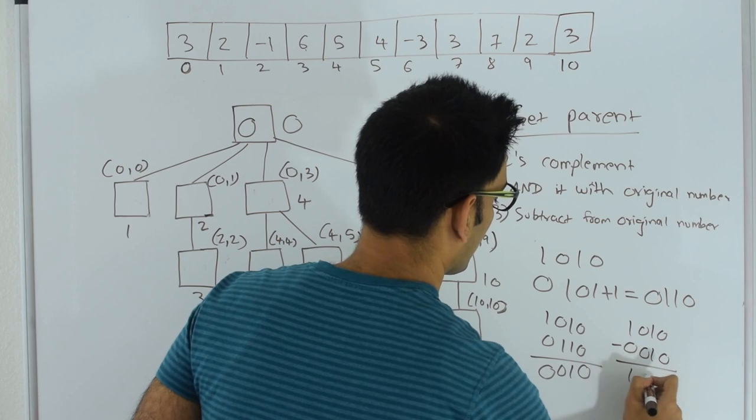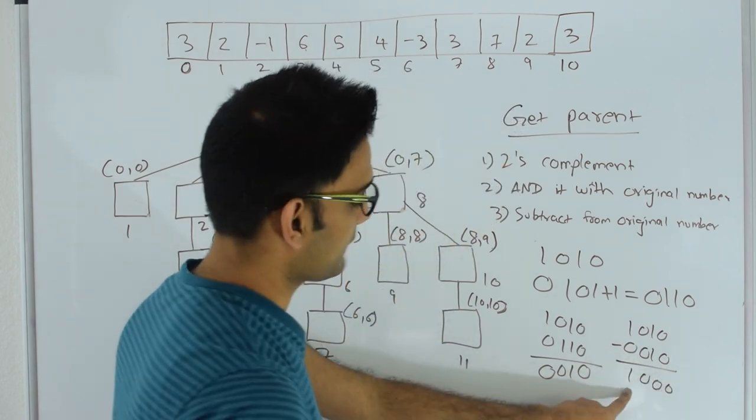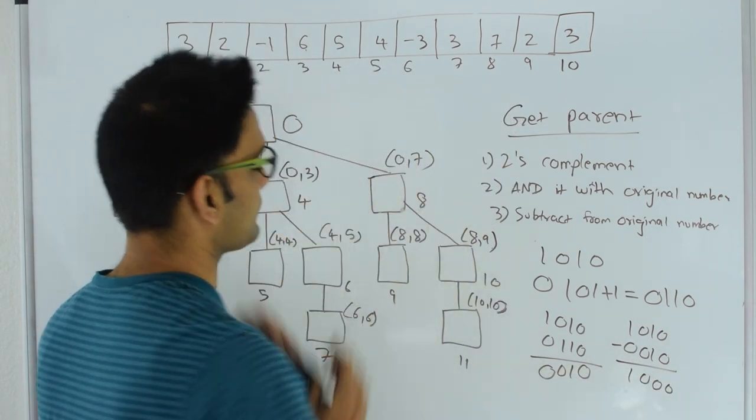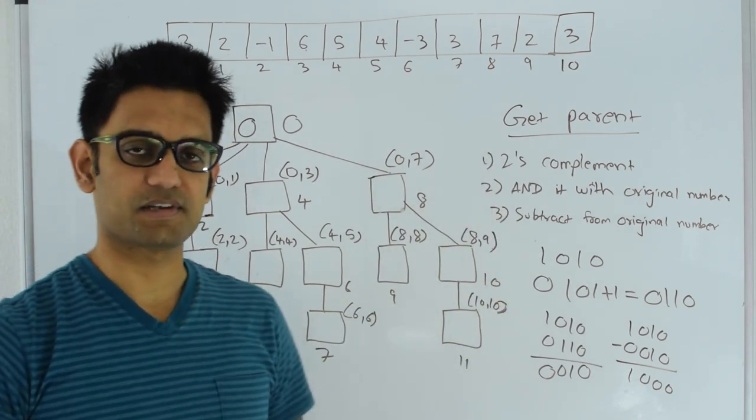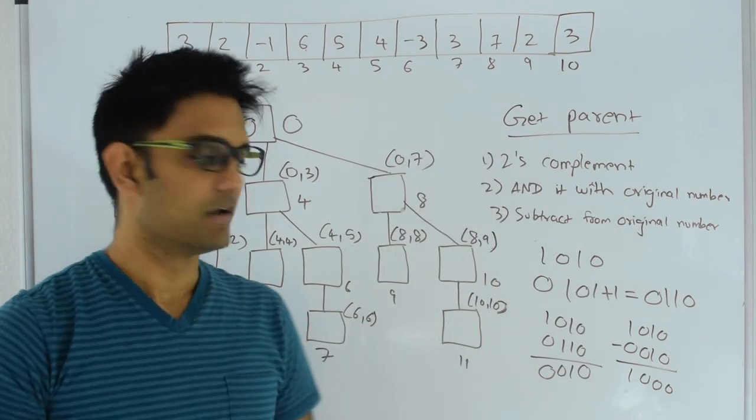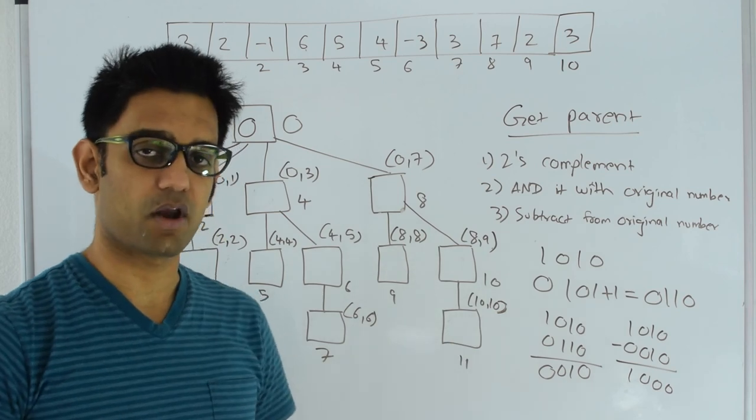So this is 1, 0, 0, 0. So that is 8, which is why 10's parent is 8. To get the parent, all you need to do is these three steps, and that is an O of 1 operation. So to get the parent is an O of 1 operation.